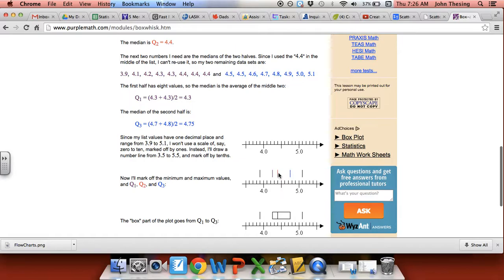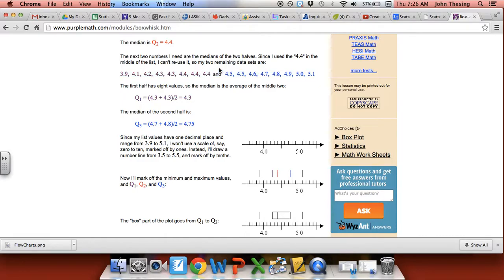Quartile 2 is going to be at 4.4, and quartile 3 is going to be at 4.75. That one looks pretty good. Okay, and then the endpoints here, so these are the whiskers. These he put as the very endpoints. So 3.9 is this one, and then 5.1 is this one right here. So those are the endpoints.